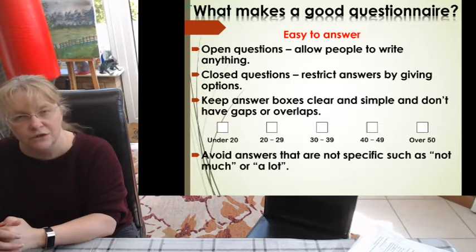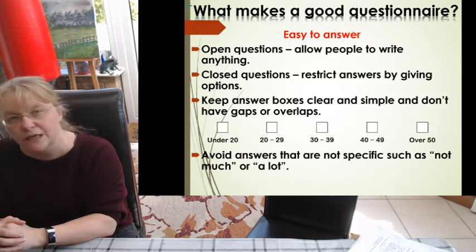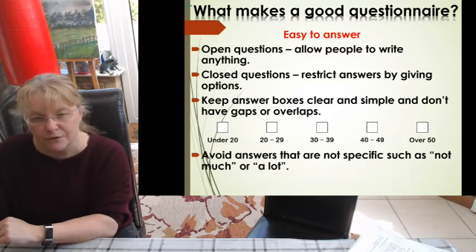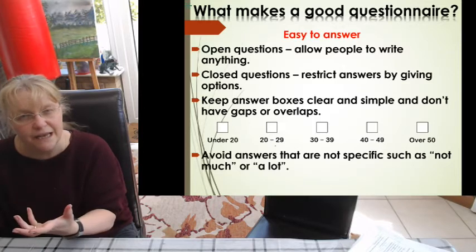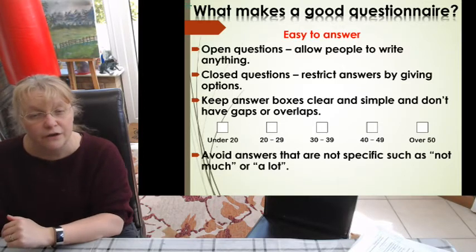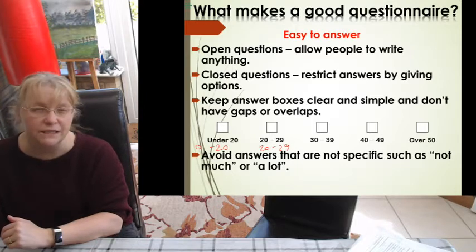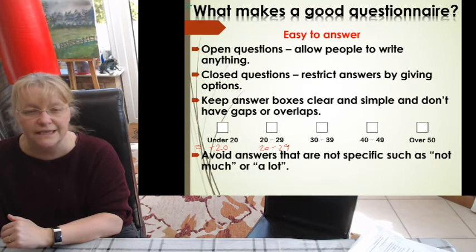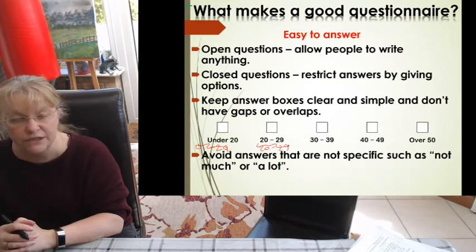Now, closed questions can also be used, but they restrict the answers by giving options. Now, keep answer boxes clear and simple, and don't have gaps or overlaps. For example, if I say this is under 20 and this is 20 to 29, it makes sense. But if I had written 0 to 20, 20 to 29, where would you put 20? So make sure that this isn't done, and avoid answers that are not specific, such as not much or a lot.